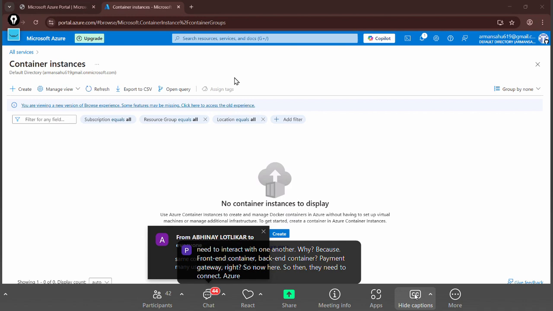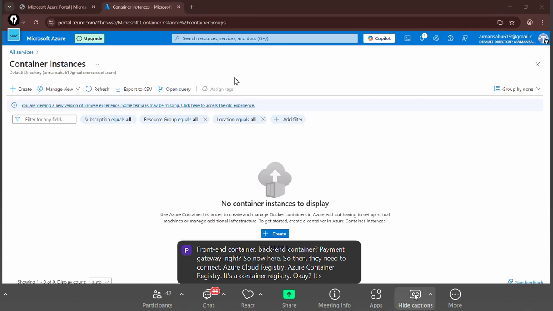Azure Container Registry. It's a container registry. Okay, it's Azure Container Registry.